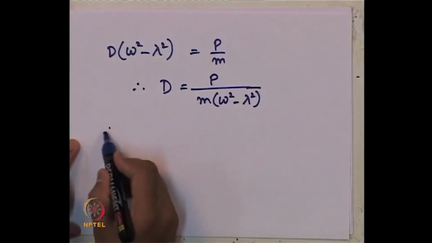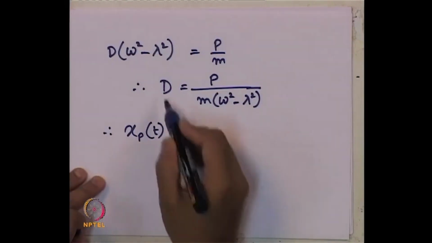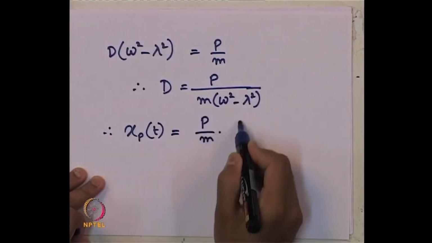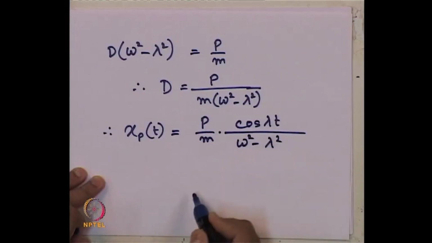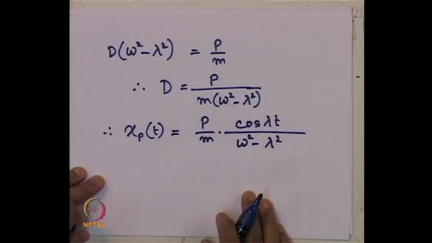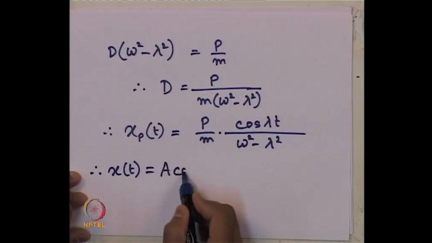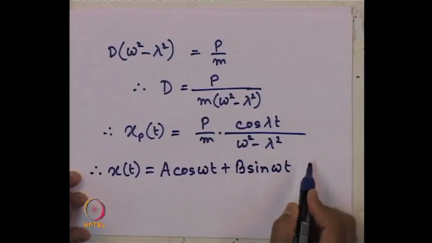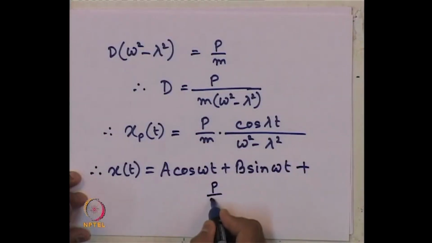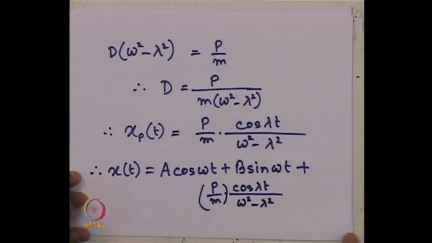So, what is the complete solution? Therefore, x particular integral part is p by m cosine of lambda t by omega square minus lambda square, because e is 0, the other component is not there. Therefore, the total solution x of t is now a cosine omega t plus b sine omega t plus this particular integral p by m cosine of lambda t by omega square minus lambda square. So, that is the complete solution.